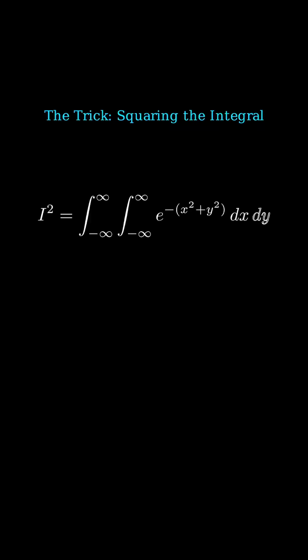We square the integral, transforming a one-dimensional problem into a volume calculation over the entire two-dimensional plane. This new perspective makes the problem much more manageable, because now we can use its properties to compute this volume by switching to polar coordinates.